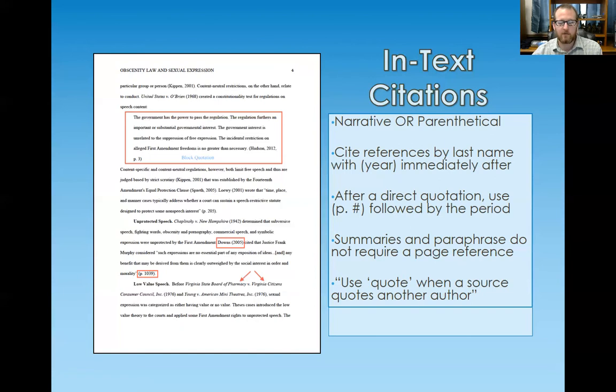Now, I will point out, if you ever are going to be quoting someone who is quoting someone else within the quote, right? A quote of a quote. You use single quotation marks around the quote within the quote, and of course normal quotation marks for the entire quote.